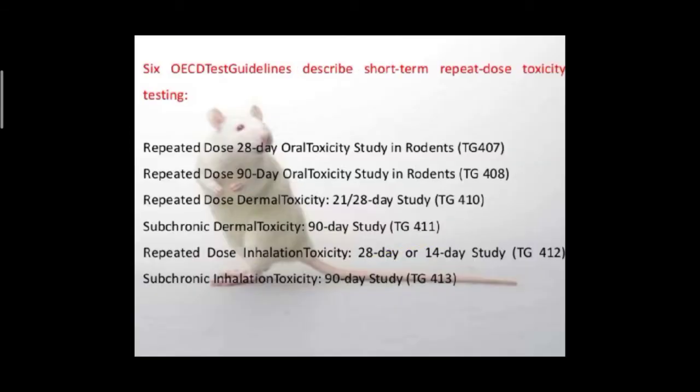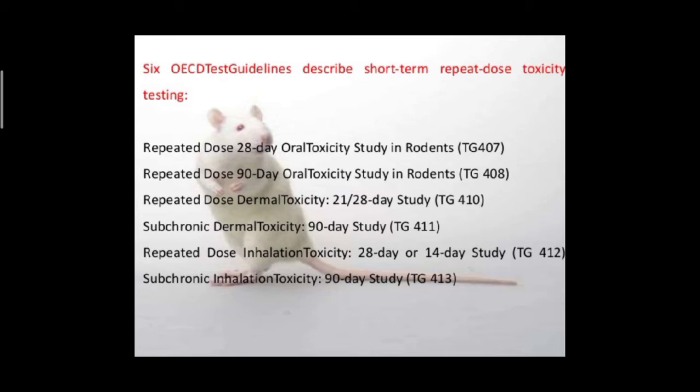So how will they do this particular study? Based upon the guidelines, OECD guidelines. If you see the 407 guideline, the procedure will be there for repeated dose 28-day oral toxicity studies. If you see the 408 test guideline, you will find 90-day oral toxicity studies. That means procedure for the 28 days, procedure for the 90 days.